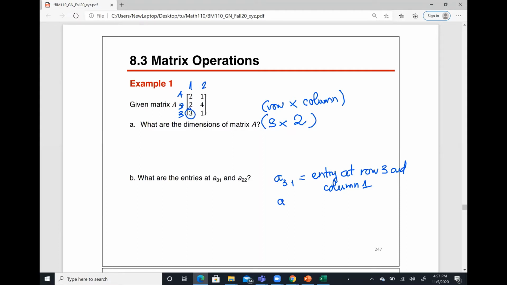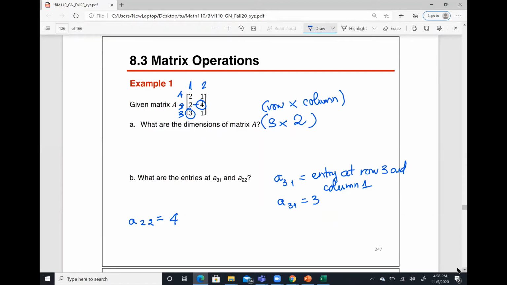So A31 is equal to 3. And what is the entry for A22? Similarly, it should be the entry at row 2, column 2. So 4. Okay, so that is a way to talk about dimension and entries. Let's move down.